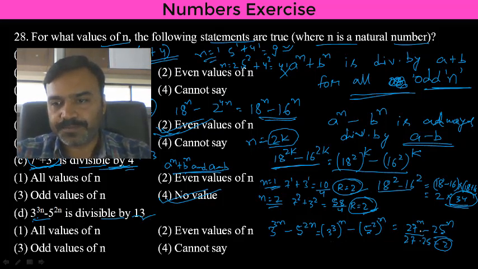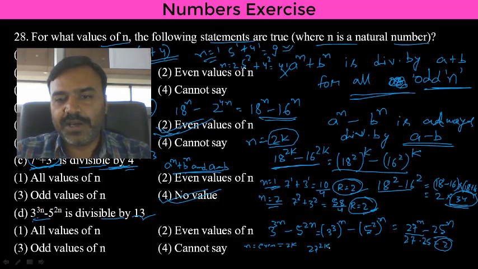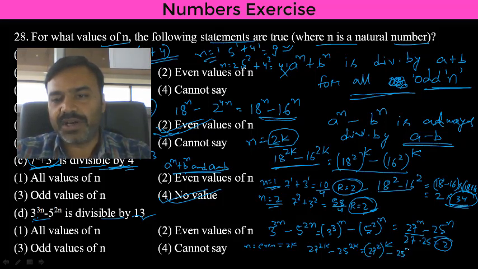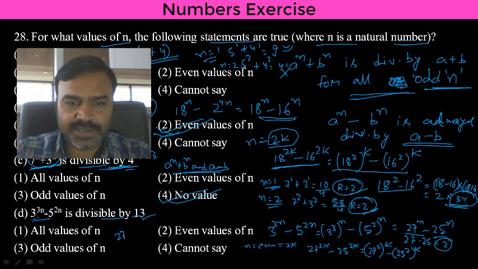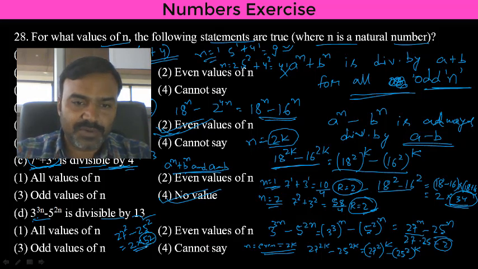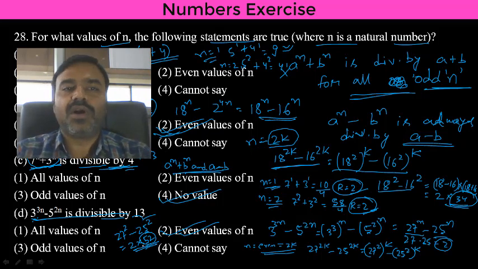So let's do one thing. If I take n equal to an even number, let's say 2k, then what will happen? It will become 27 to the power 2k minus 25 to the power 2k, right? So it gives us 27 squared to the power k minus 25 squared to the power k. This number will definitely be divisible by 27 squared minus 25 squared. If you factorize, this will come out to be 27 minus 25, which is 2, and 27 plus 25, which is 52. So if n is an even number, this number is divisible by 52, and 52 is divisible by 13. So this will be divisible by 13 only for even values of n, and it won't happen for odd values.